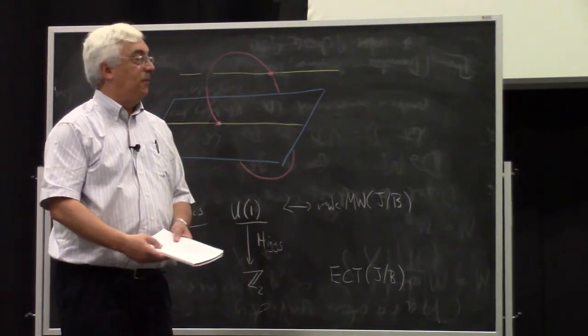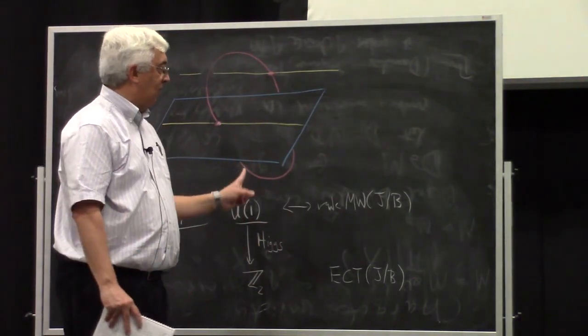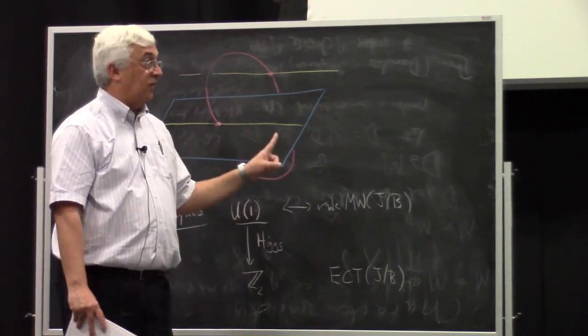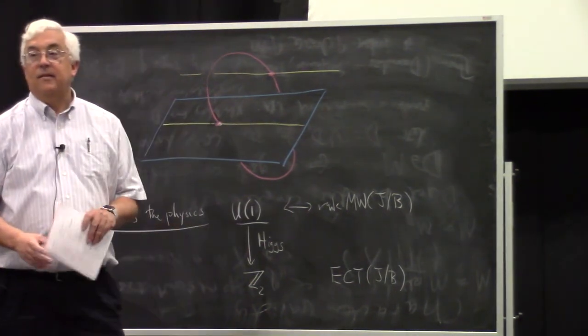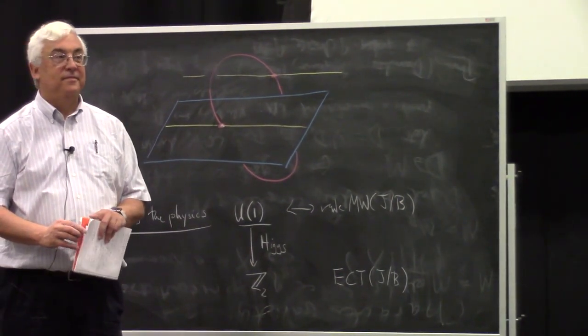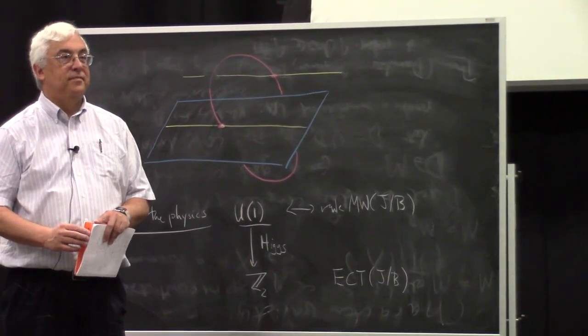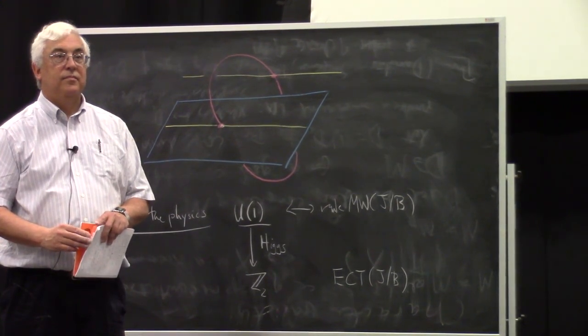Just for completeness, I should mention that there's one more parameter in the physical theory which I didn't mention, which is the choice of a point in the intermediate Jacobian of the Calabi-Yau. Any other questions? Well, thank you very much.